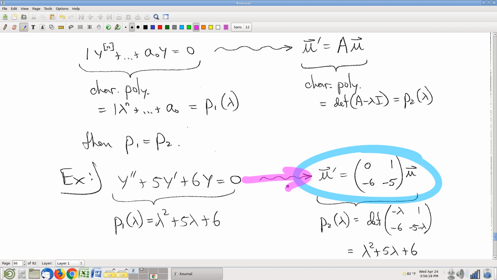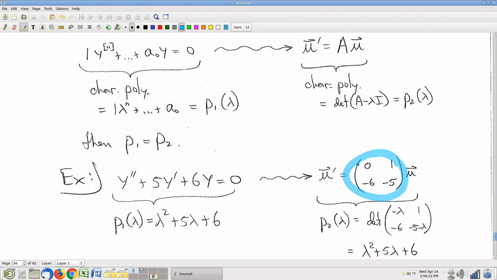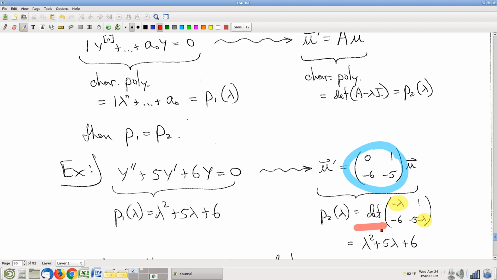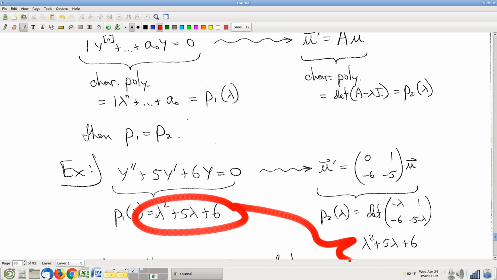And then let's play the usual game. We will take this matrix. We will subtract lambda on the diagonals. And then you go through and take the determinant, that whole show, right? And what comes out, well, amazingly, same exact polynomial. Everybody okay?